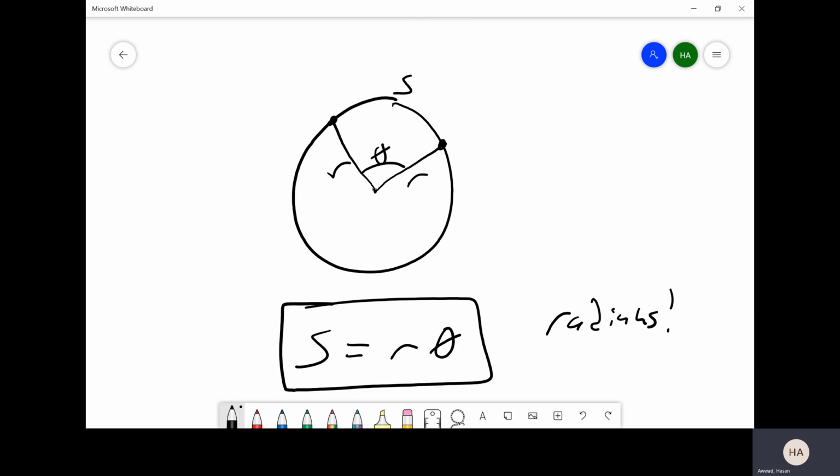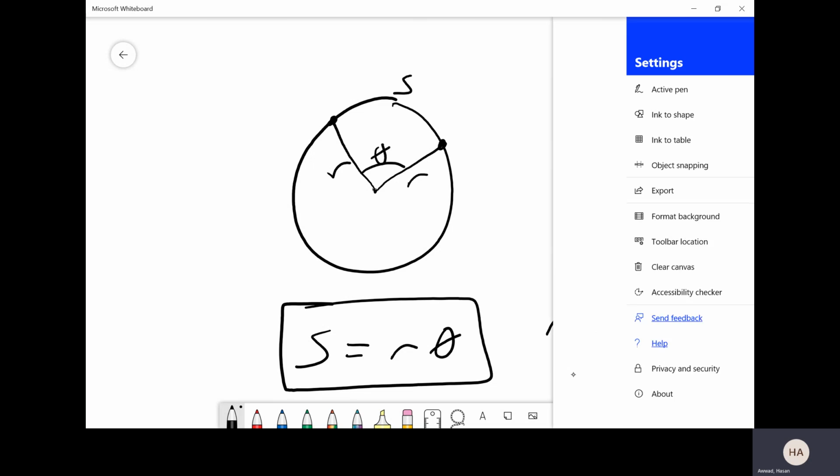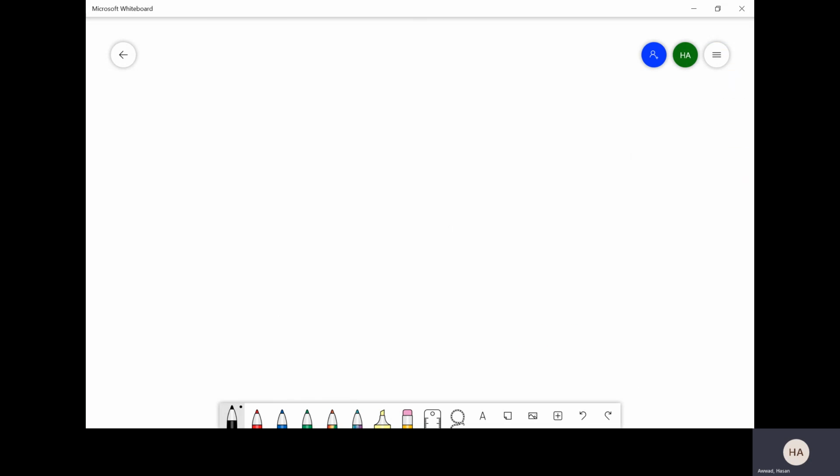Okay, so let's try a quick example of this, and we'll see how it comes into effect. Let's say a circle has a radius of 2 meters. So one more time with my awfully drawn circle, let's say we have a radius of 2 meters here. And what I want to do is find the length of the arc intercepted by a central angle of 225 degrees.